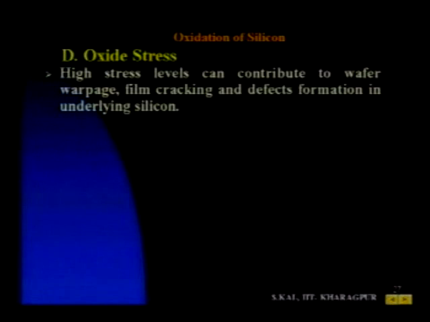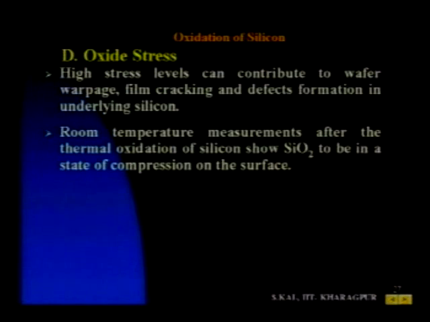High stress levels can contribute to wafer warpage, film cracking, and defect formation in the underlying silicon. Just now I told. Next, room temperature measurements after the thermal oxidation of silicon show silicon dioxide to be in a state of compression on the surface. Silicon dioxide will be in the state of compression.